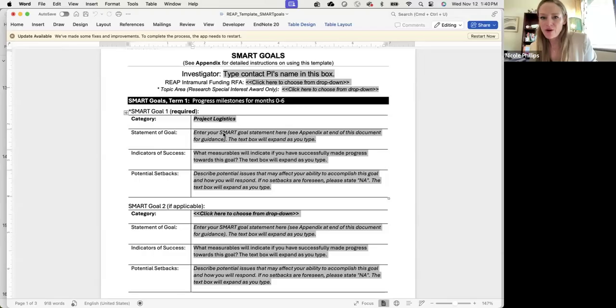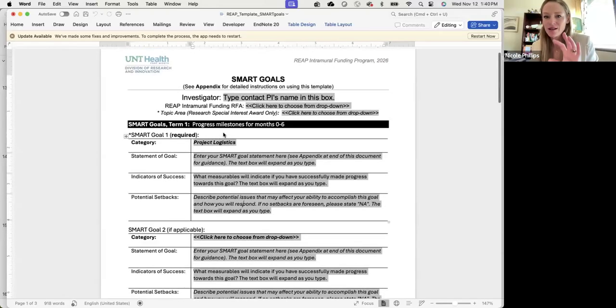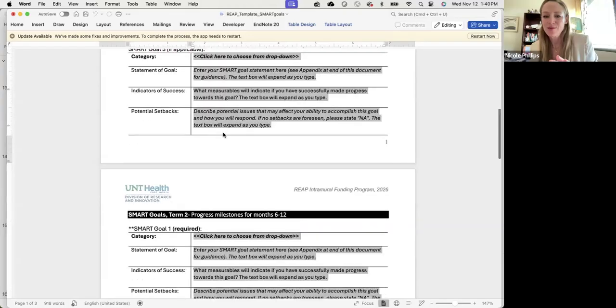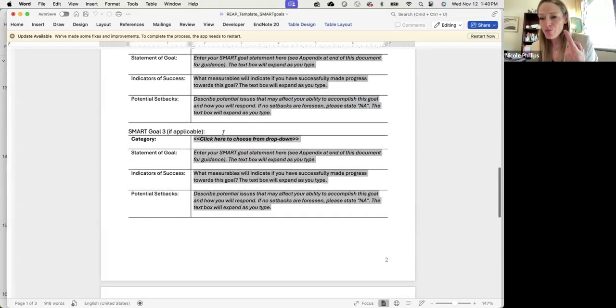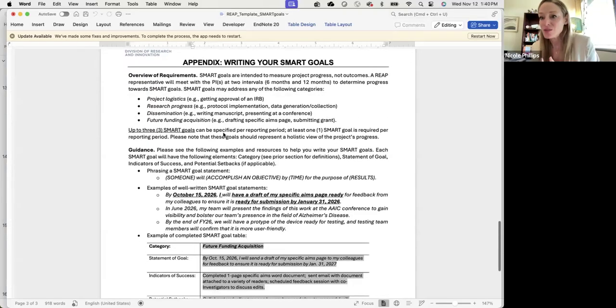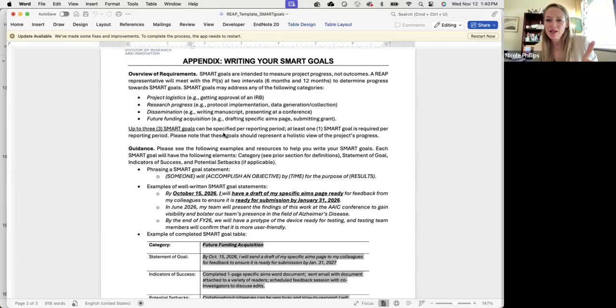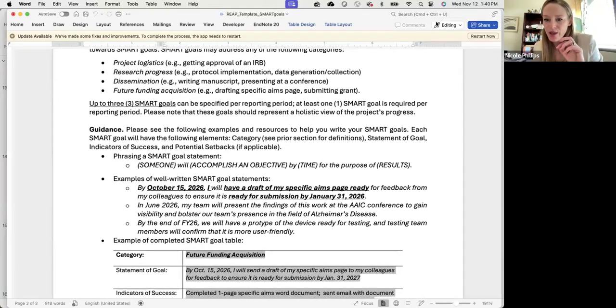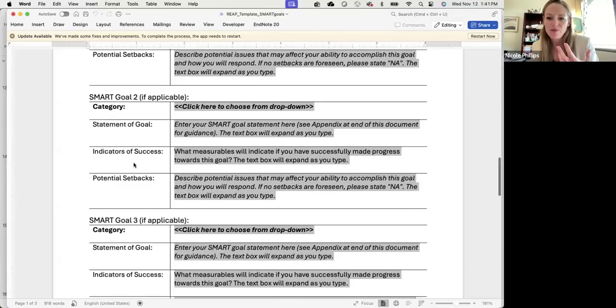I want to scroll down to the bottom because I'm doing a lot of talking, and when this is actually in your hands, it may be hard to recall all of the details, but there's an appendix at the end of this document that gives an example of how you complete one of these and provides more guidance. So the appendix is shown here. This is the guidance that I wanted to point out and make sure we're on the same page about. So when you're writing your SMART goal statement, this is how we're asking.